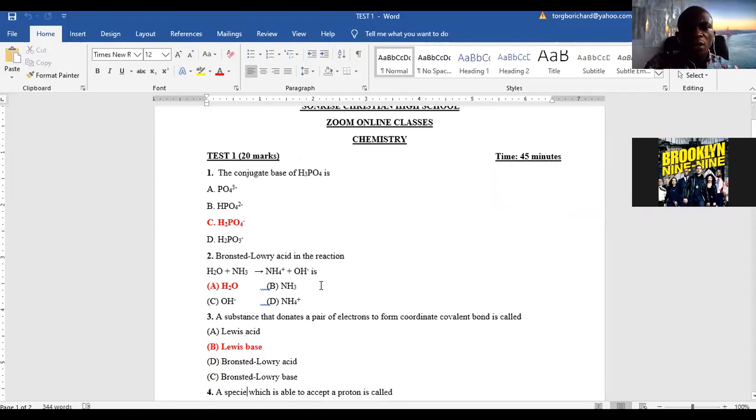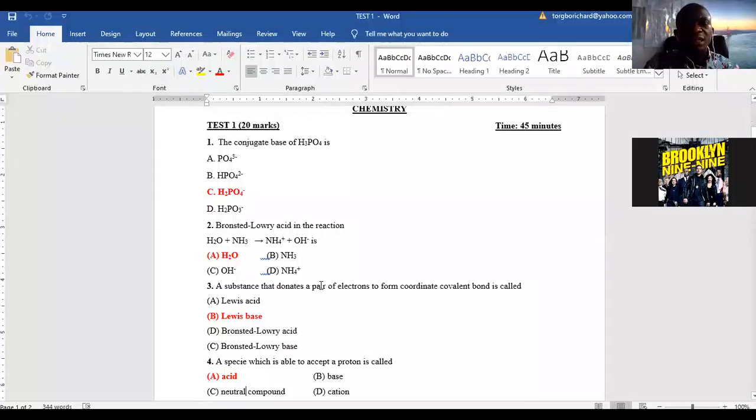Number 2, Bronsted-Lowry acid in the reaction. If you observe the reaction carefully, you will see that it is clear that water is donating a proton to ammonia. You can see that clearly, because how do you know? Because the ammonia becomes ammonium at the product side.